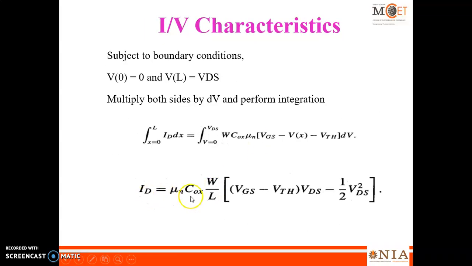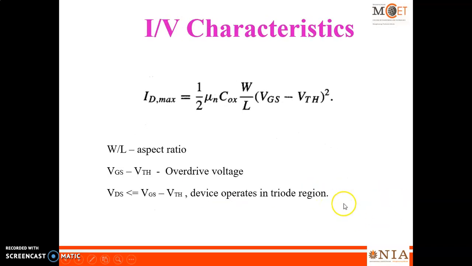In this drain current equation, I am going to find the maximum drain current. Maximum drain current is arrived when VDS equals VGS minus VTH. So here I am substituting VDS equal to VGS minus VTH, and here also I am substituting VDS equal to VGS minus VTH, and I am solving this entire equation. This results in the maximum drain current ID equal to half mu n COX W by L into VGS minus VTH whole square.